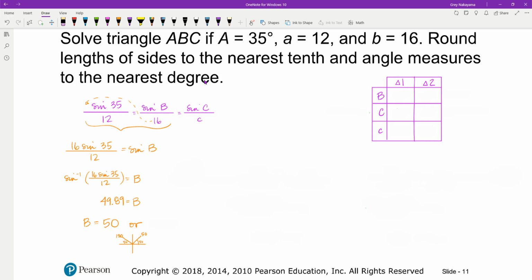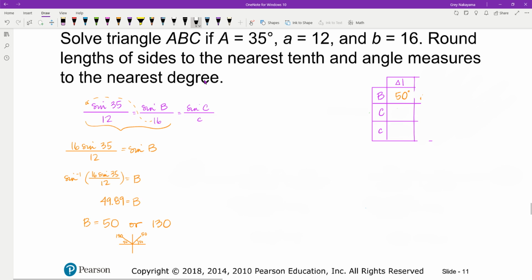So I'm going to go fill in those two things right there. All right, so B is 50 or 130. I find the first one using my extended proportion, and the second one you always find by subtracting from 180. Now, from this point, y'all, to keep your information straight, we're going to ignore this and solve just the first triangle.